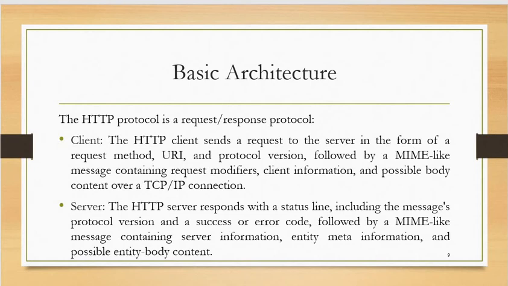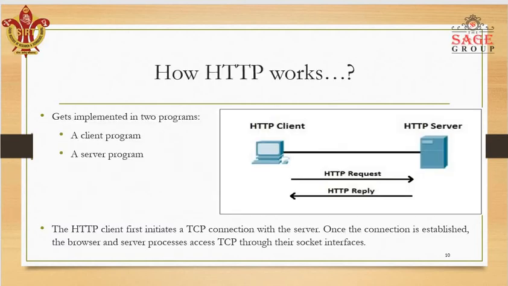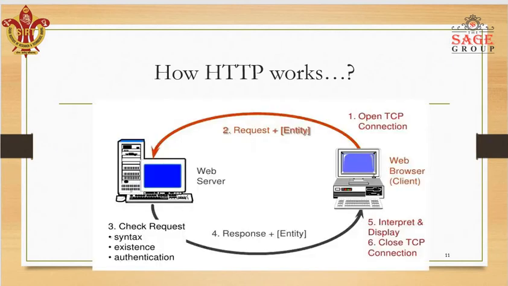The HTTP server responds with a status line including the message's protocol version and a success or error code, followed by a MIME-like message containing server information, entity meta information and possible entity body content. This is the basics of how HTTP works. It actually works over the client-server architecture that we have already discussed.